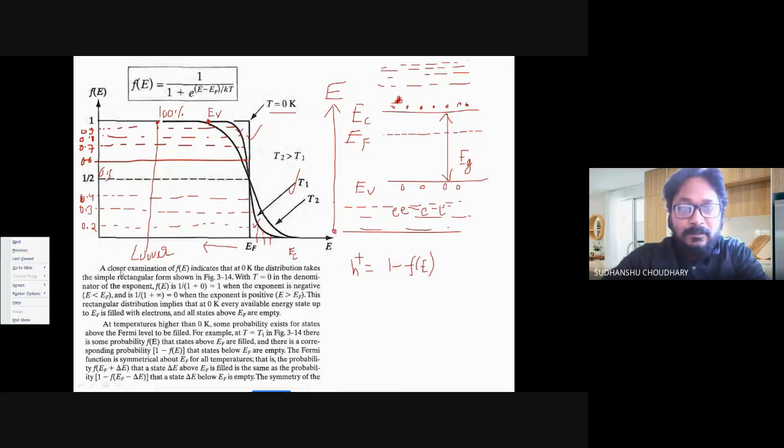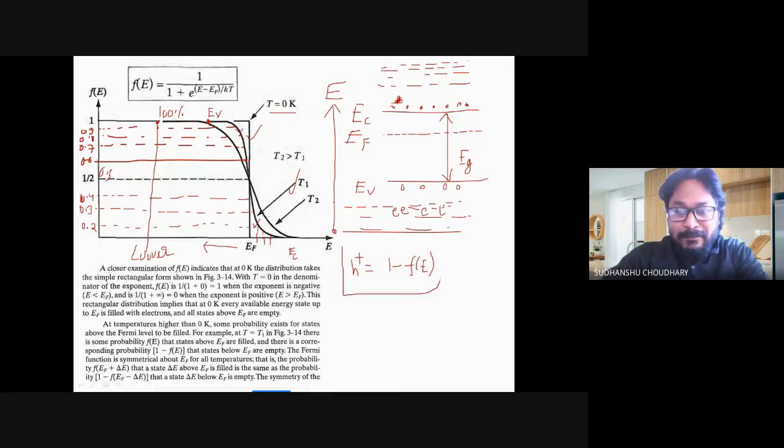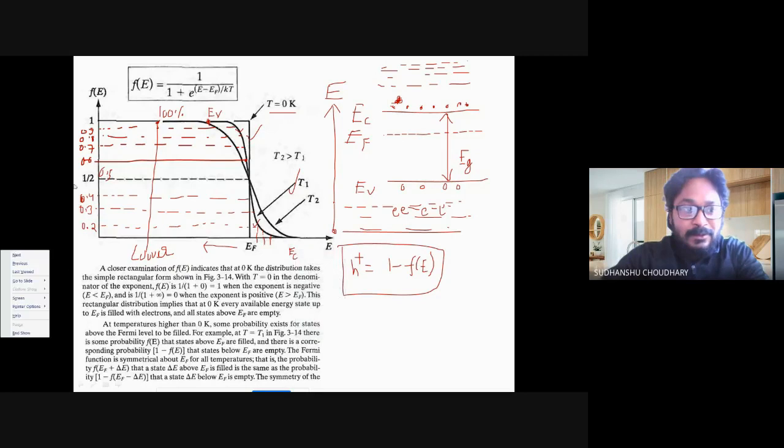And this 1 minus Fe, if I try to calculate, so 1 minus Fe for this energy level, that is when Fe is 0.6. So 1 minus Fe is how much? 0.4. That is the probability of finding a hole at this energy level below EF. So that will be equal to 0.4.